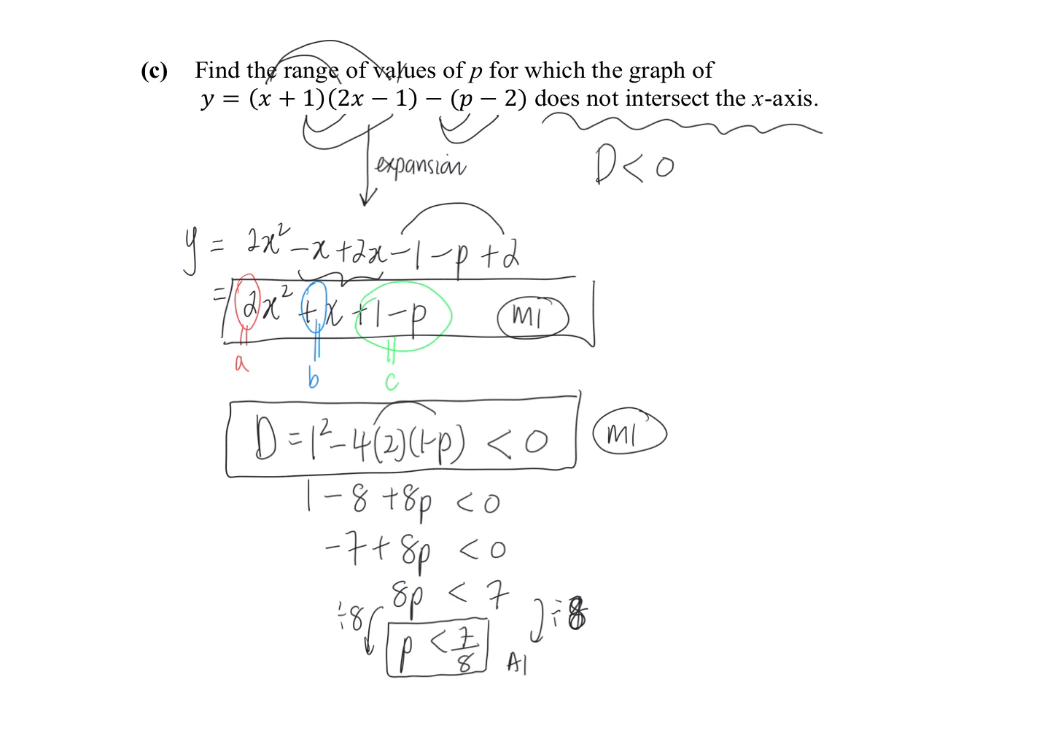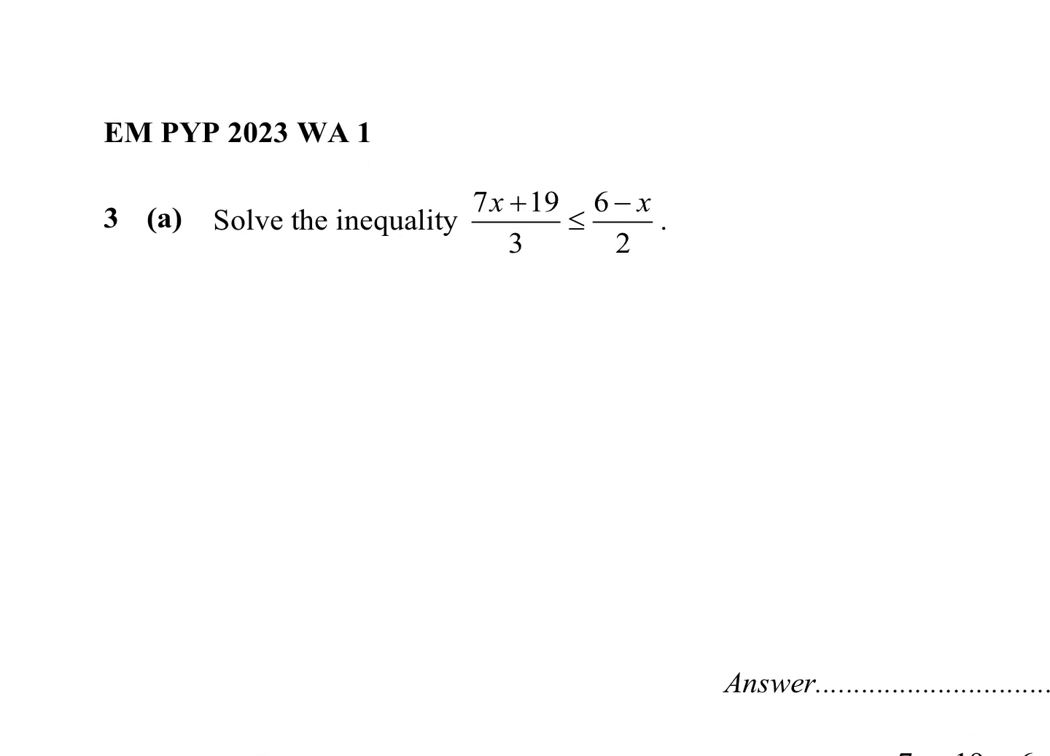Okay, next one, inequality. This one, most of you kept your numerator at the right place, which I'm pleased with. So when you multiply your 2 over, you get 14x plus 38. You multiply your 3 over, you get 18 minus 3x. But how come your inequality anyhow change after you multiply? Some of your equal sign disappears. So be careful on inequality. It's a giveaway. Make sure you get the marks you deserve.